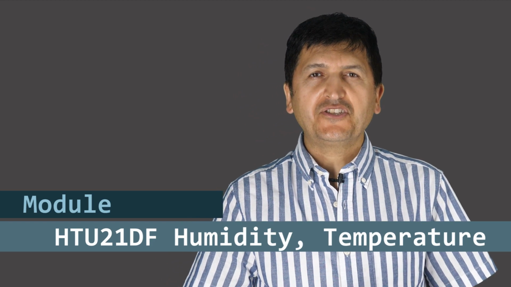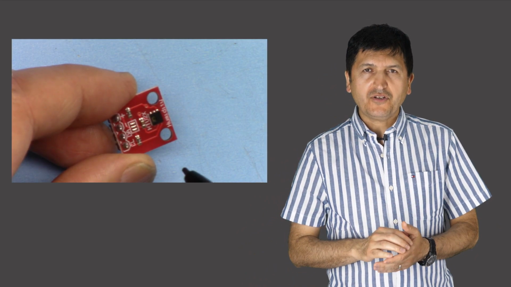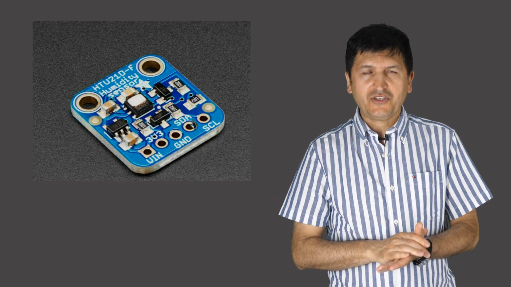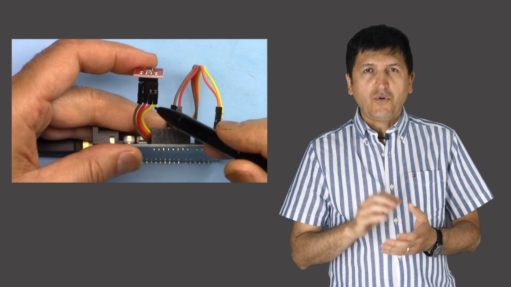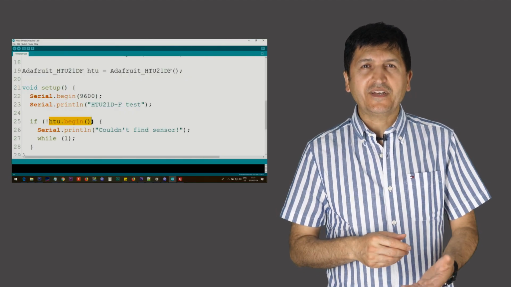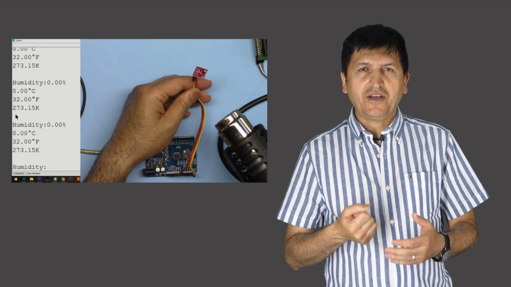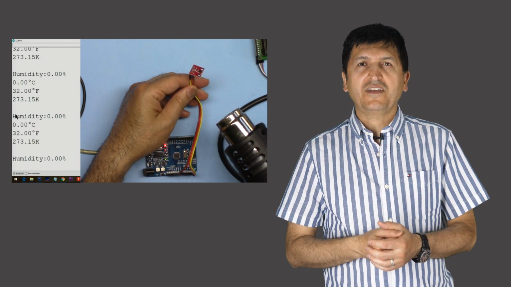In this video, we are going to learn how we can use the HTU21DF temperature and relative humidity sensor. We're going to explain the module, then we will have a look at the data sheet, then I'm going to show you the wiring. After that, the code will be explained, and then we are going to test it by applying some heat gun and display the temperature on the serial monitor.